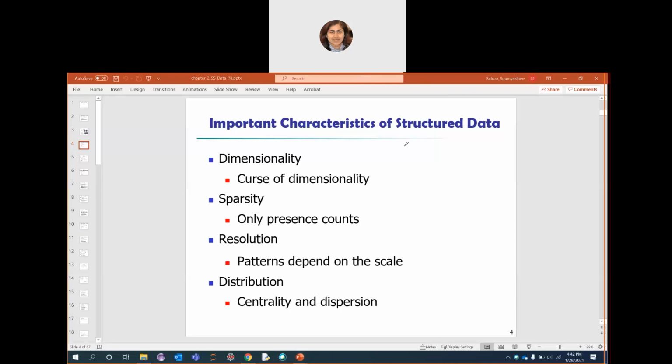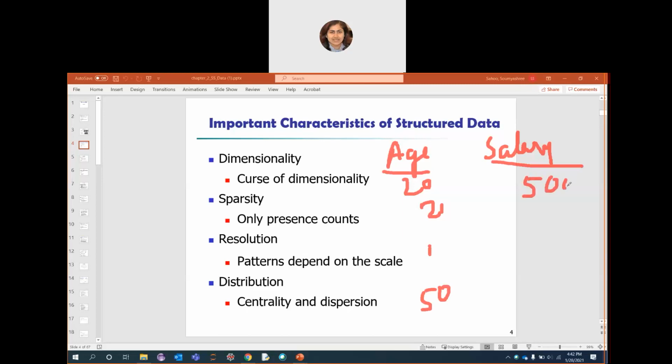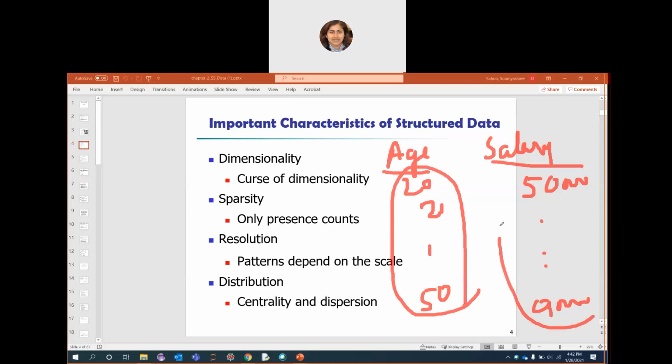So there is a data set, okay? We have age data and salary data. There are ages like 20, 21, like this up to 50. Then we have salary such as 50,000, suppose, like this up to let's say 90,000. Just see what the range is here. This is in 2 digits and this is a bigger range.